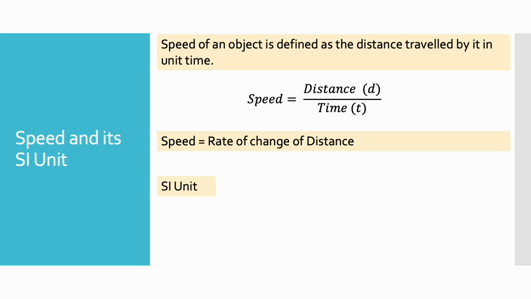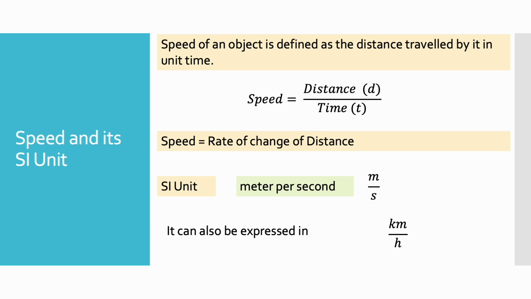So the SI unit is meter per second. This means how many meters something travels in 1 second. Sometimes we also express speed in kilometers per hour, especially when dealing with large distances like vehicles traveling on a road.